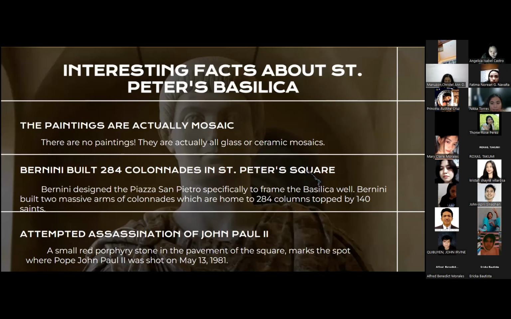Lastly, the attempted assassination of John Paul II. On May 13, 1981, in St. Peter's Square in Vatican City, Pope John Paul II was shot and wounded while he was entering the square. The location of the shooting is marked by a stone tablet in St. Peter's Square.